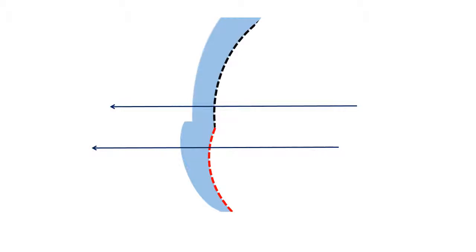Now, there's also something called reverse slab off, and I'm not going to go into a complete explanation because basically it's just the opposite of slab off. It's put on the most plus, least minus lens, and instead of base up prism, it's base down prism.